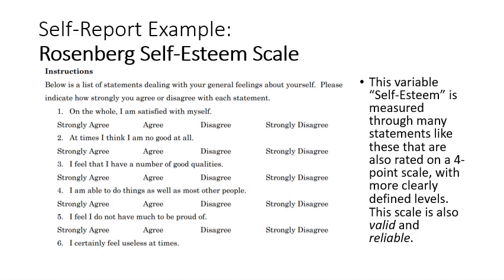So here is the Rosenberg self-esteem scale. I just snapped a picture of the first part of it, and you can see what the items are like. They're really short, simple statements. On the whole, I am satisfied with myself. At times, I think I am no good at all. And then individuals are asked to strongly agree, agree, disagree, or strongly disagree. And so this is a measure of self-esteem.